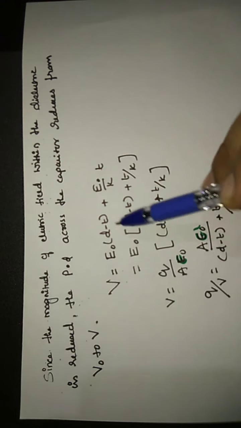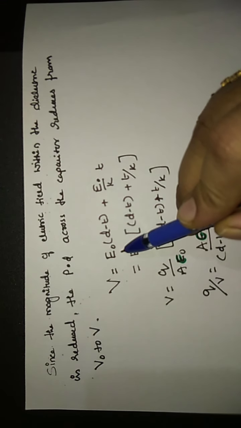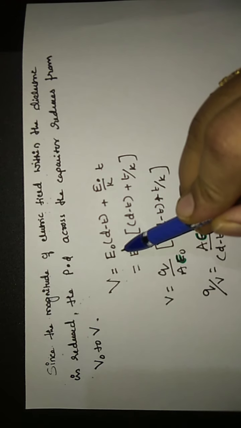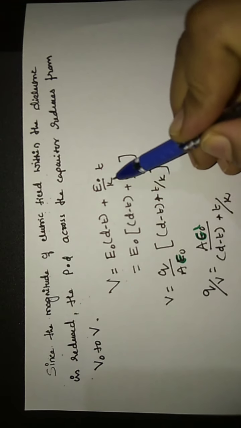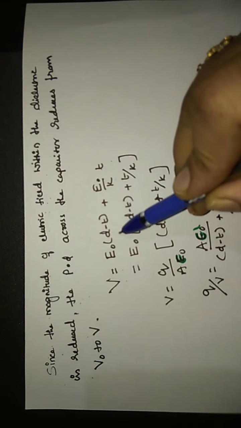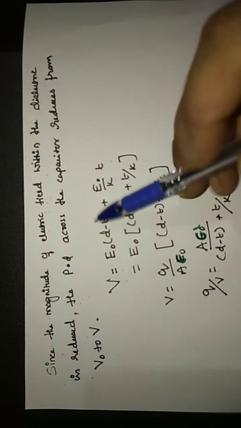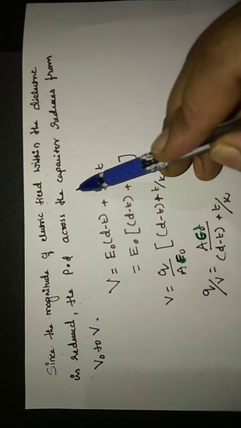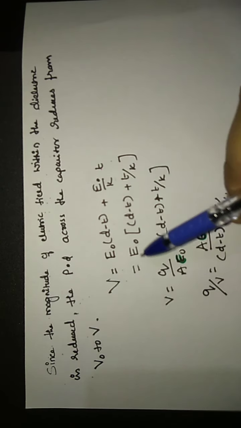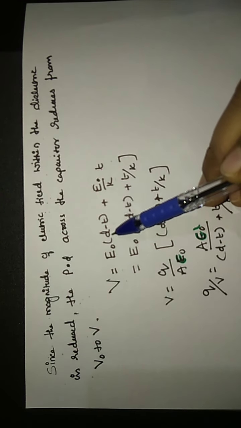See here, this term gives the potential, that is the work done in moving the charge through vacuum, and this is the work done in moving the charge through the dielectric. So the total work done in moving the charge from plate A to plate B, or first plate to the second plate, would be the sum of these two. Okay, so it is E0 into D minus T.